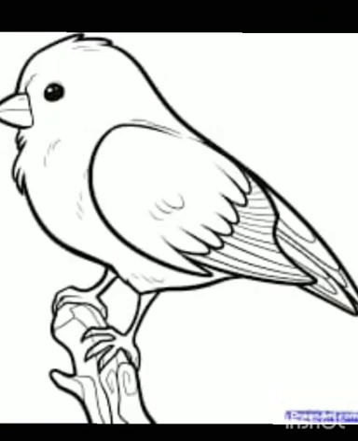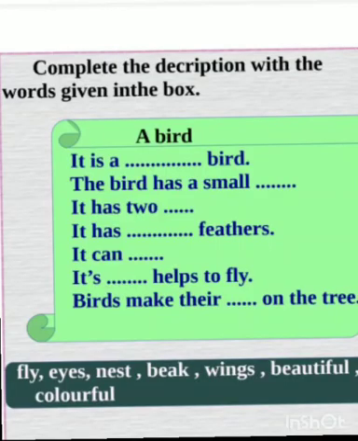Now the next one is, can you see a bird, children? Yes. What you have to do is describe this bird. Complete the description with the words given in the box. You can see fly, eyes, nest, beak, wings, beautiful, colorful. You can see the words given in a box. Now you have to fill in these suitable words in the sentences.